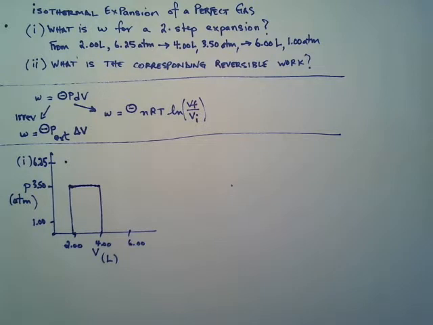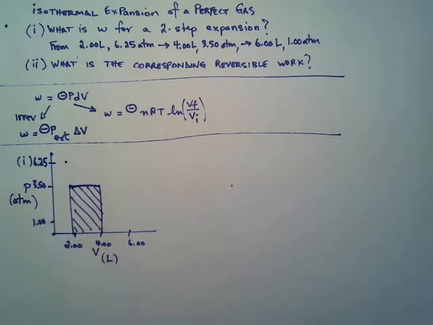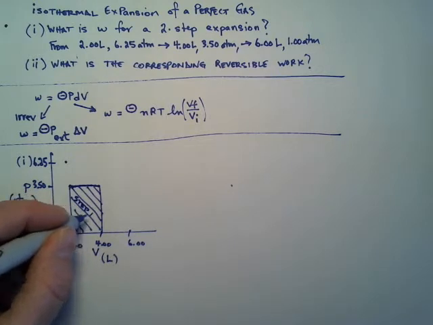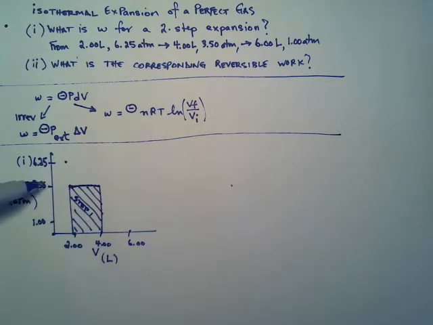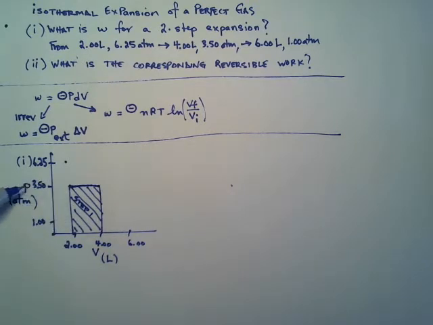And I'm dropping my perpendiculars down here to indicate the area, if you like, under the curve, although it's a flat line. And this area under the curve is equal to the work of the first step. That is step 1. Step 1, I have a gas that's expanding from 2.00 to 4.00 liters against a constant pressure. P is equal to 3.50 atmospheres.